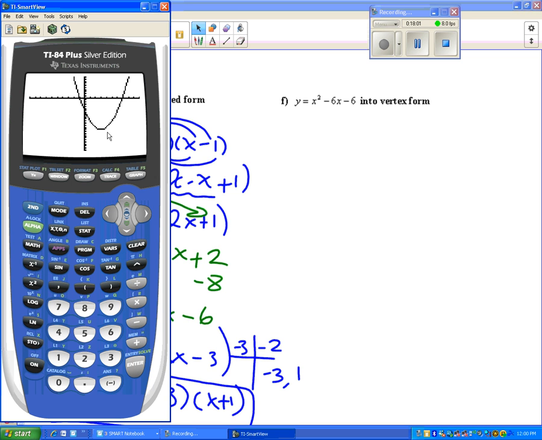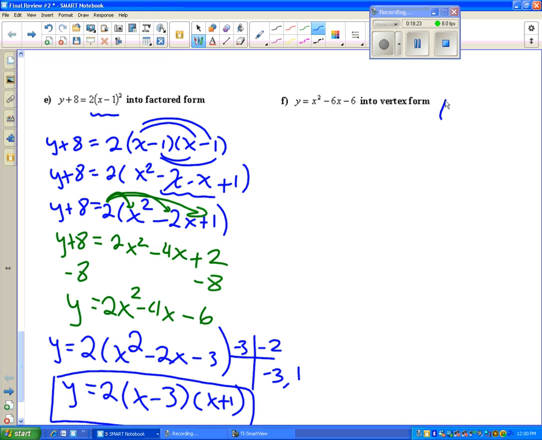It's right there. Second trace to go to the calc menu. Number 3 is my minimum. I'm on the left of my minimum, so I'm going to hit enter. I need an arrow over. I'm now to the right of my minimum, so I'm going to hit enter. I'm going to hit enter again. 3, negative 15. So that's my h and my k.